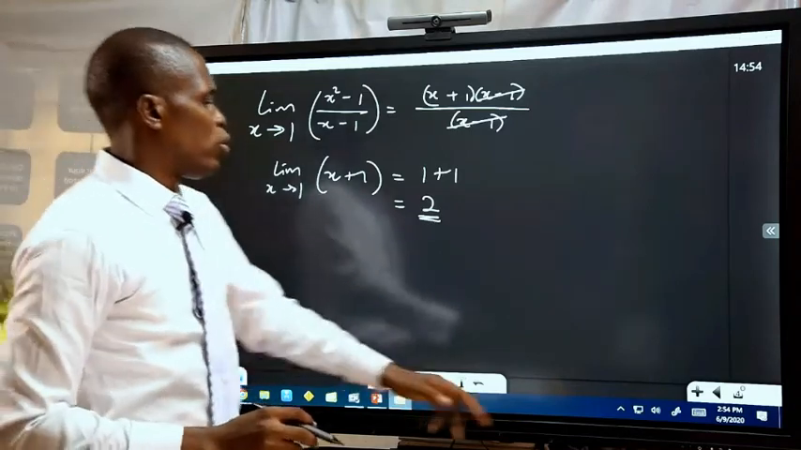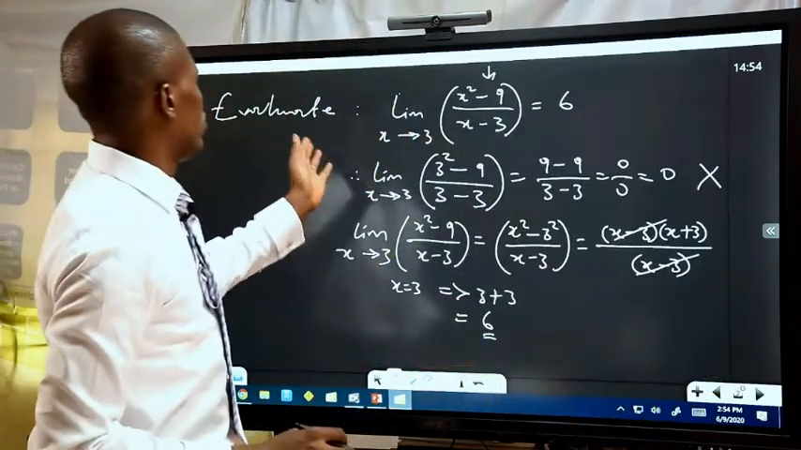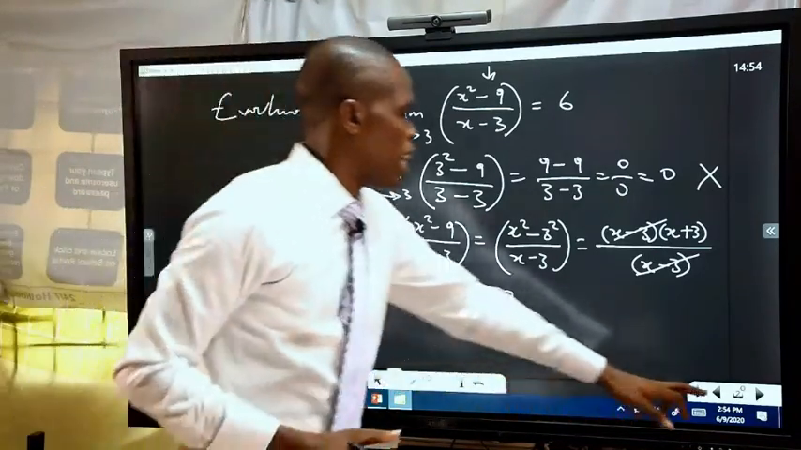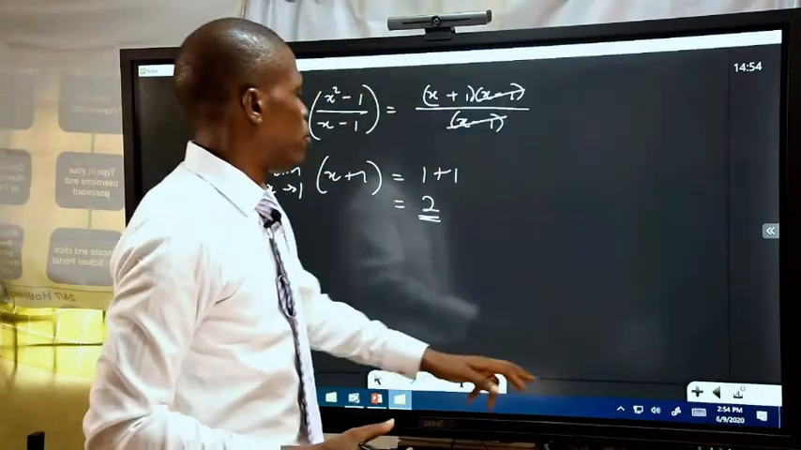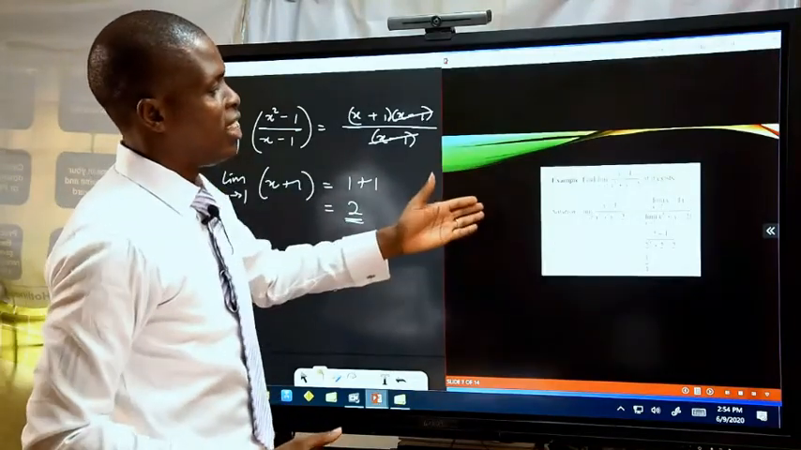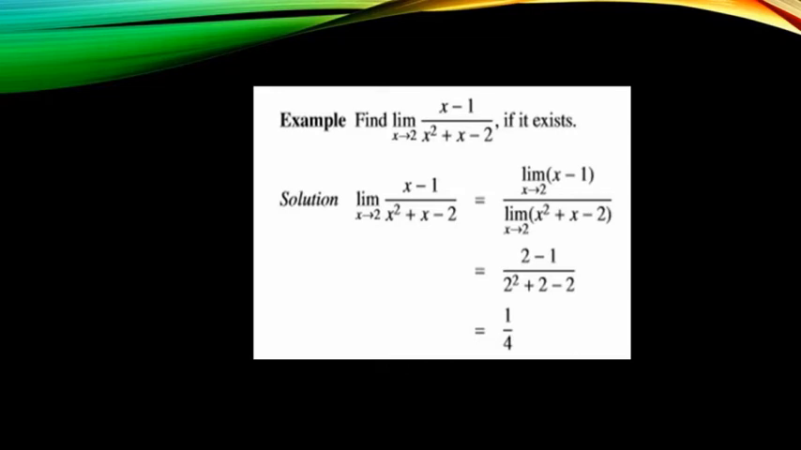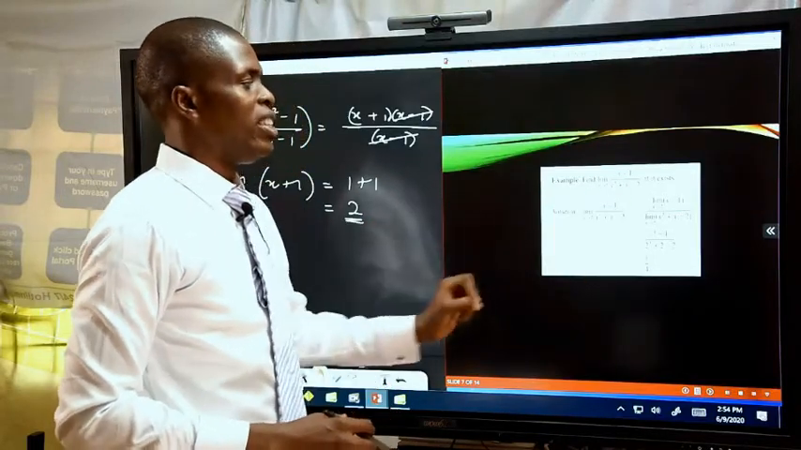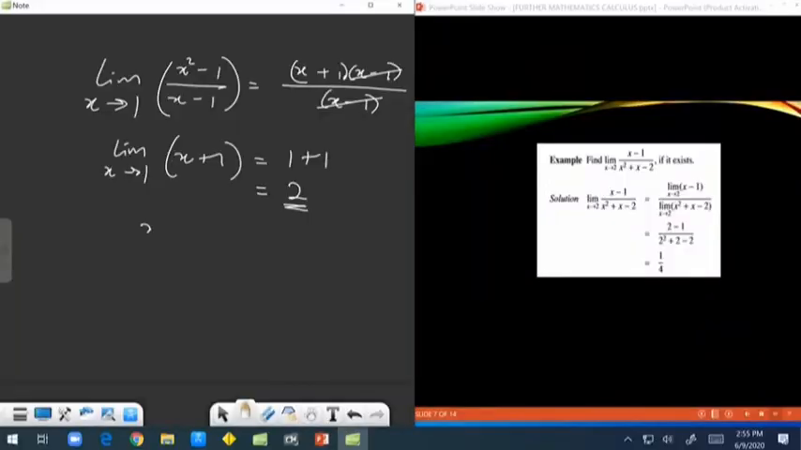Okay, so we have been able to establish that the limit of a function can be solved using substitution techniques. However, we can also solve them by simplifying them before dealing with other things that are also involved in examples of limits. So we have other limits. Find limit of x minus 1 divided by x squared plus x minus 2 if it exists. That means we are solving x minus 1 divided by x squared plus x minus 2 if it exists, as the limit tends to 2.